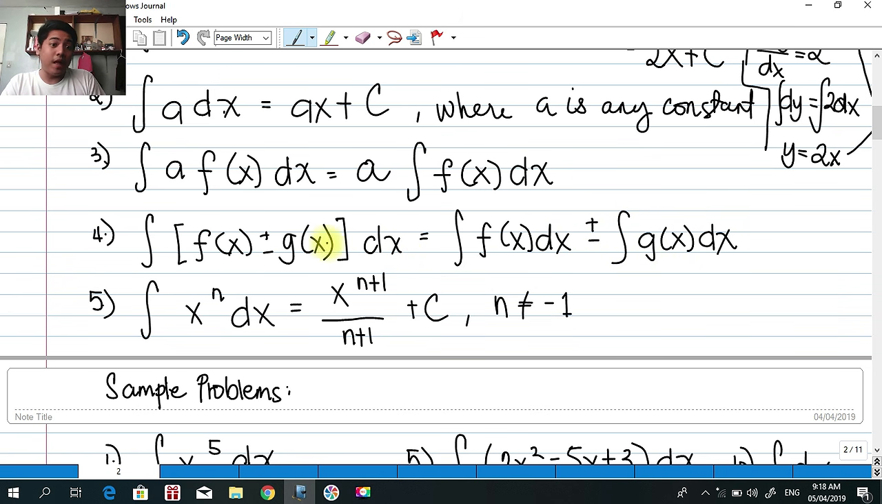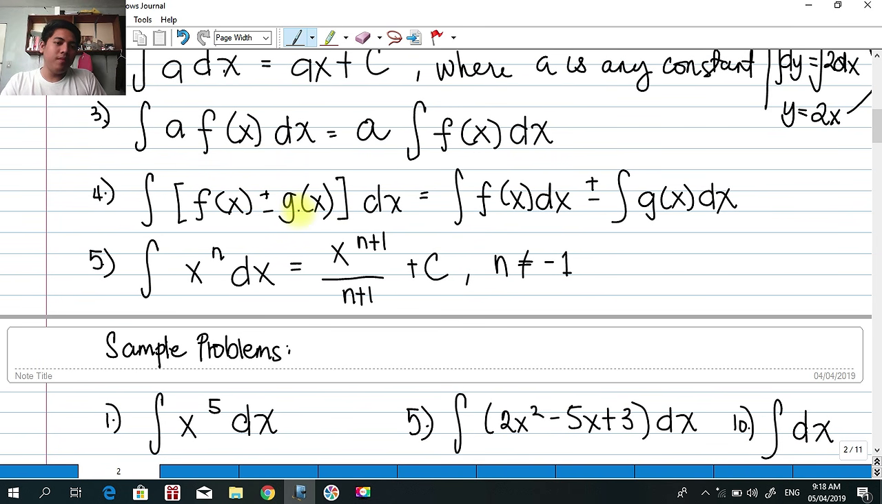So we can always do that. Okay. For number 5, we have the integral of x raised to n. So this is a function, or any certain variable raised to some certain power. Okay, we can use this formula: the integral of x raised to n dx is equal to x raised to n plus 1 over n plus 1, where n should not be equal to negative 1, plus some certain constant again.